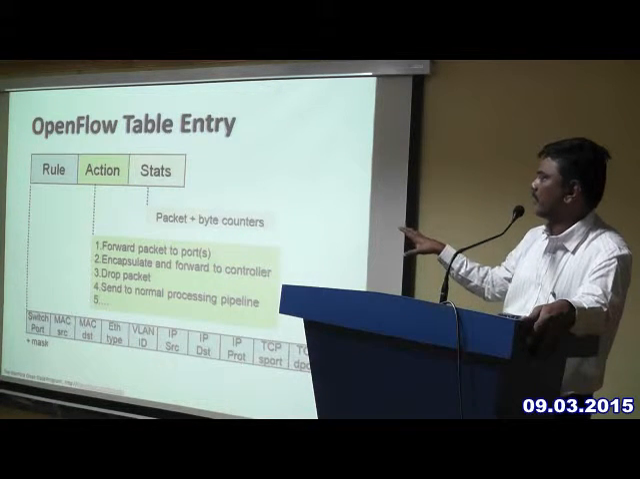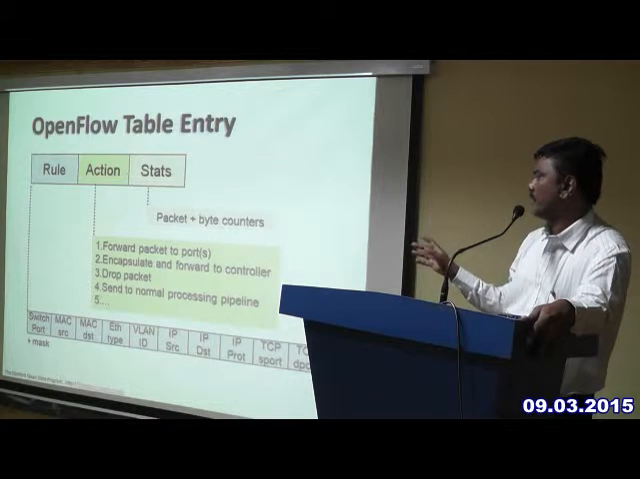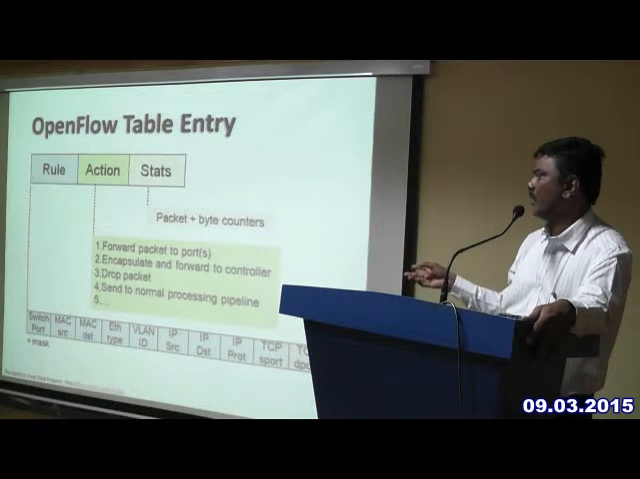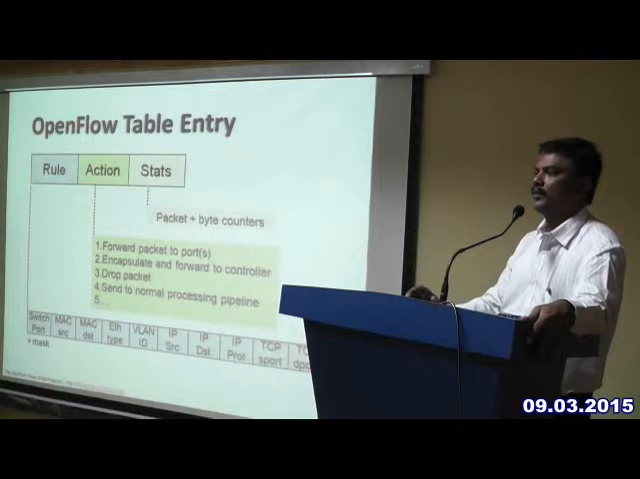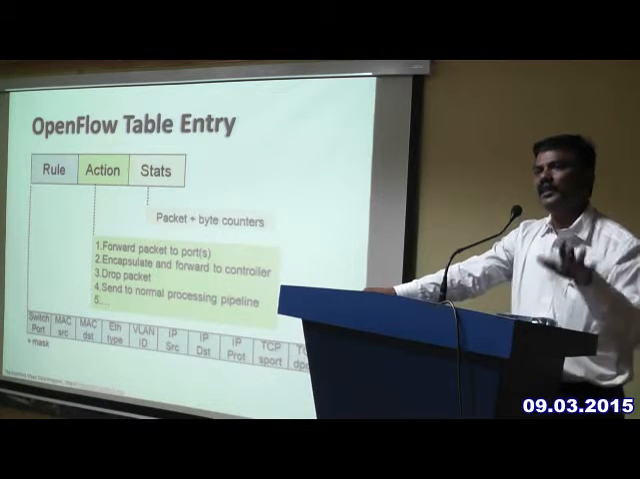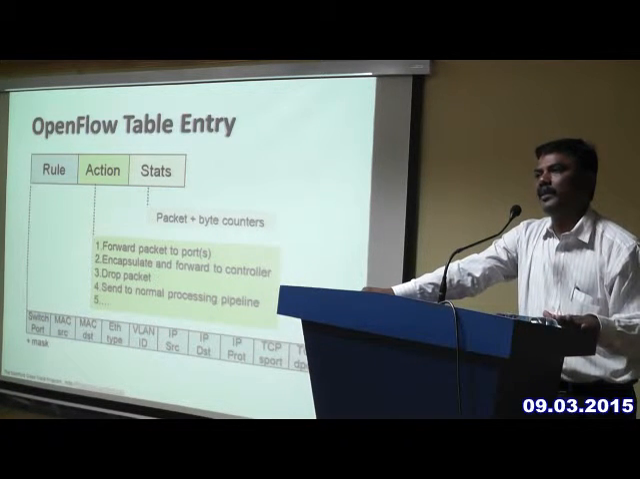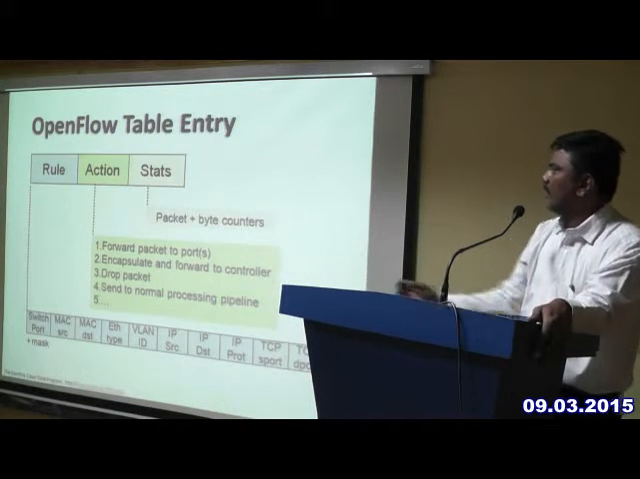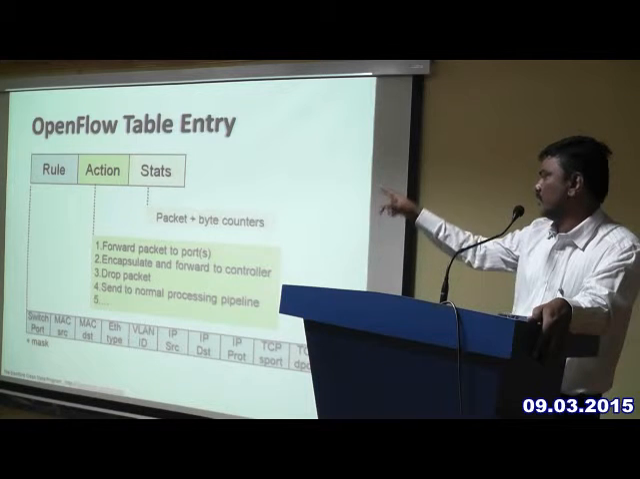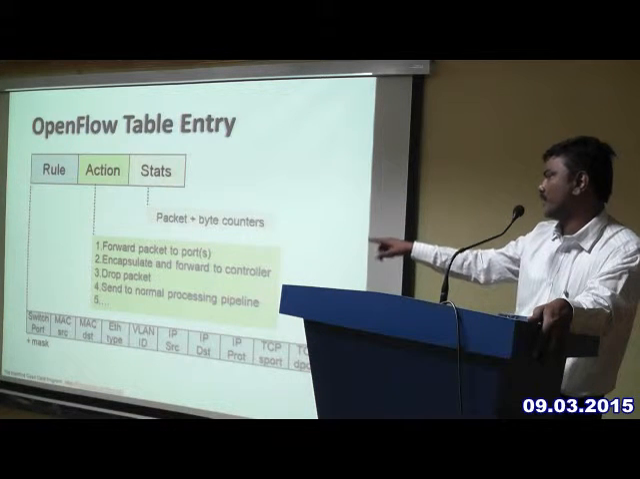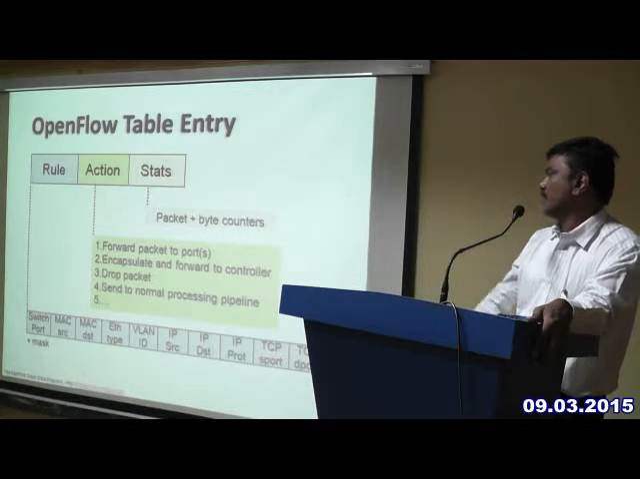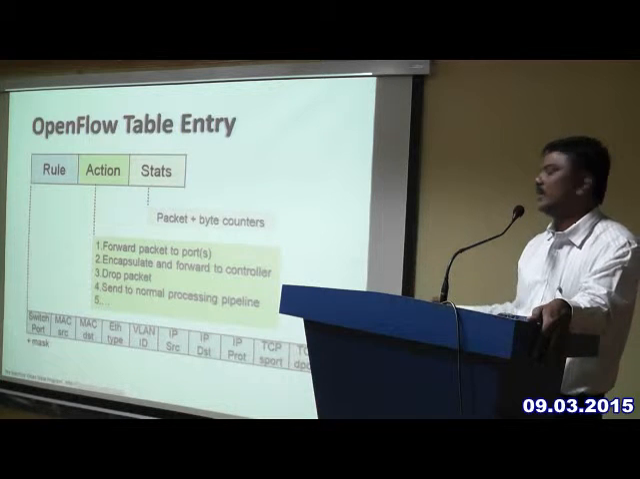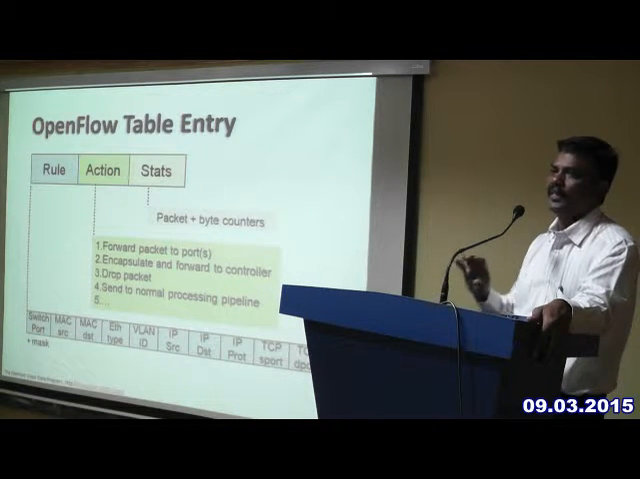So action is a kind of packet forwarding and encapsulation, forward to controller, drop packet, send to normal processing pipeline and so on. So all the operations are very much similar to the normal switches, active switches or intelligent switches. And rules are defined for various applications like switching, MAC, Ethernet, virtual LAN, IP, TCP and so on, for different applications.